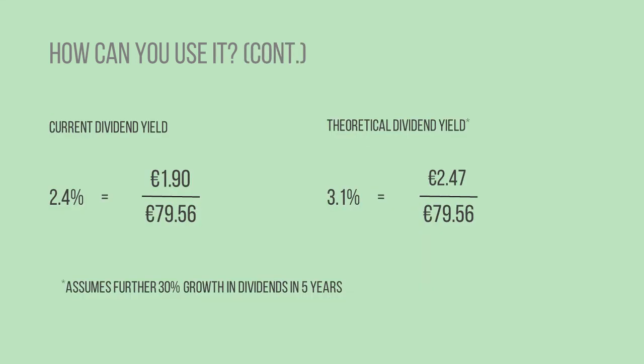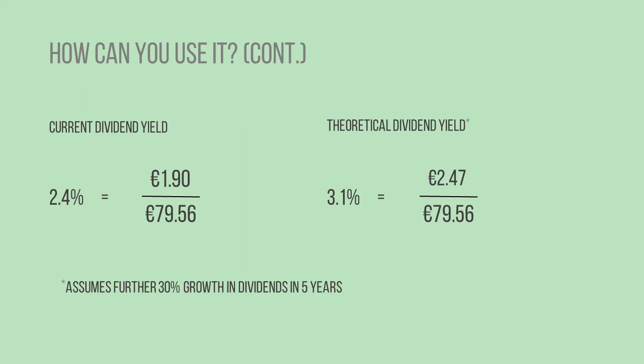So let's assume that they continue that growth. How's that going to affect your yield? So at the moment, we saw that the yield is 2.4%. That's the last 12 months of dividends of 190 divided by the current price, 79.56 per share. So assume another 30% growth in the next 5 years. So then they'd be paying out €2.47 per share in dividends. Divide that by the current share price, because that's how much you have to pay now. Now your yield has actually gone up to 3.1% because you bought it up now.